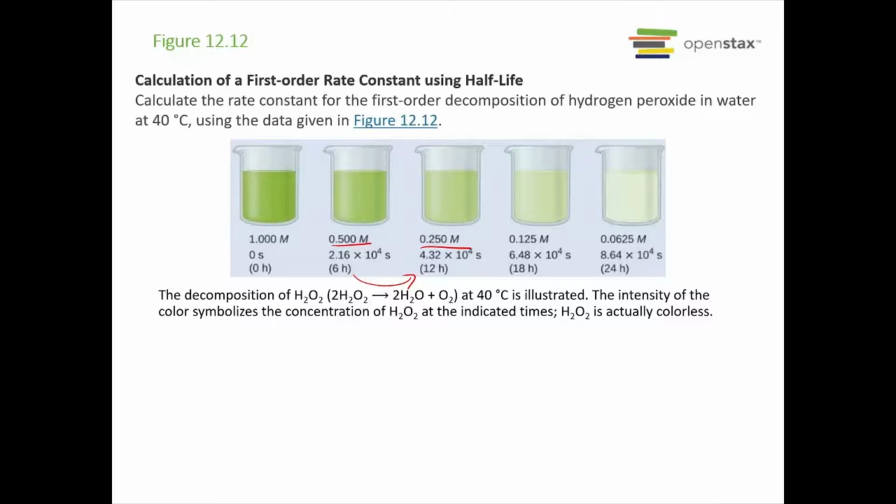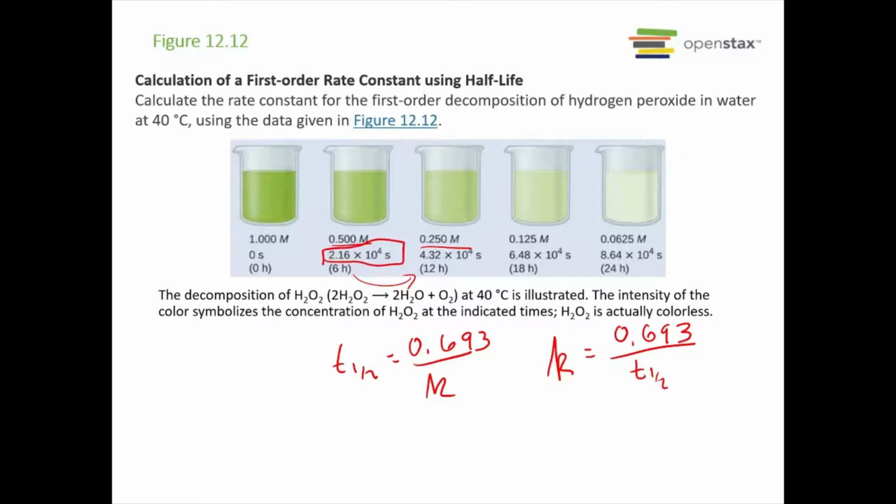So we know that our half-life is equal to 0.693 divided by K. But in this case, we want to solve for K. So K is equal to 0.693 divided by T1/2. And we know our T1/2 is 6 hours. Instead, though, we're going to go ahead and use seconds. We know our T1/2 is 2.16 times 10 to the 4th seconds.